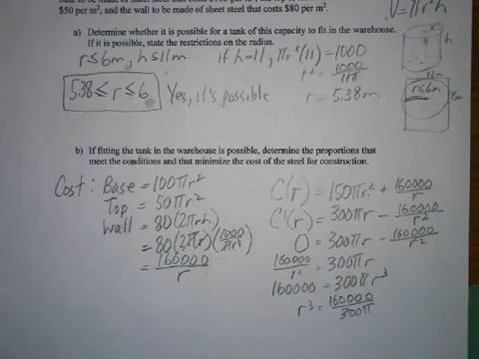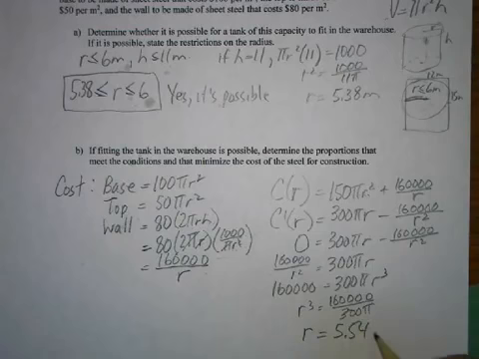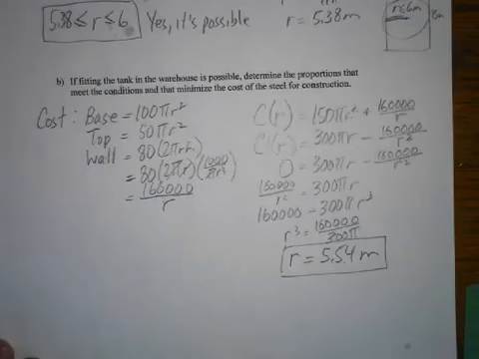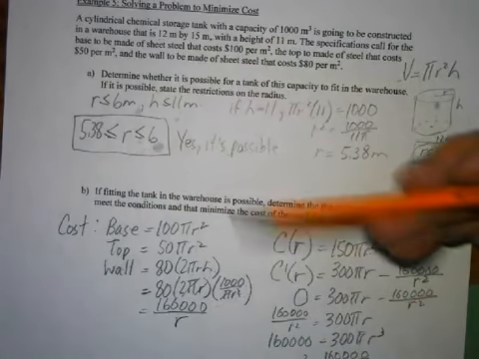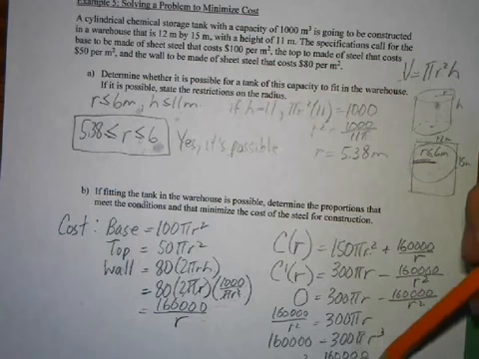5.54, and of course that's in meters. All right, there's our one and only critical value. Now we've already got our restrictions on R from the first part of the question. We know R has to be between 5.38 and 6, and while we're at it, we can check this value, make sure it's in that domain, and it is.